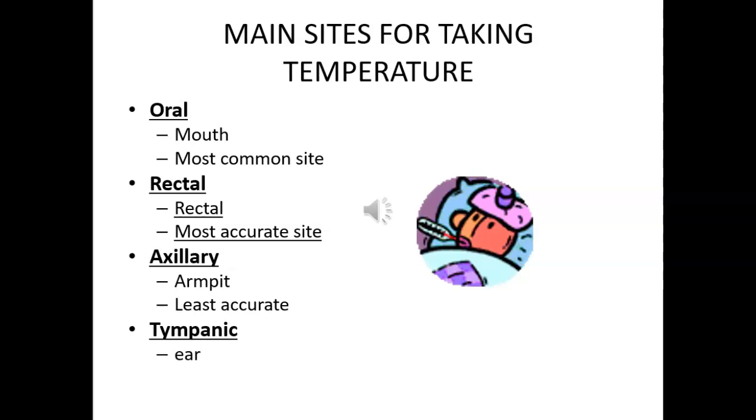So there are main sites for taking a temperature. We know that oral, which is the mouth, is the most common site. Rectal is the most accurate site. And axillary, that's under the arm, is the least accurate. Tympanic is in the ear, and then there's one other one that's not listed on the slide, and that's temporal, and that's across the forehead.